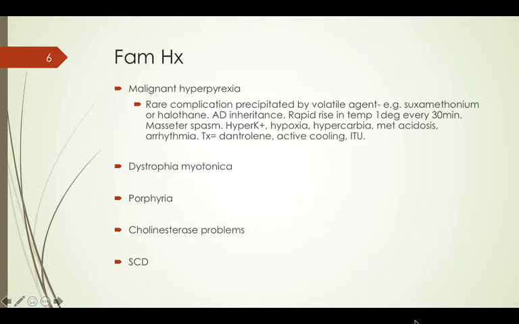Patient may also have metabolic abnormalities, so high potassium, low oxygen, high carbon dioxide, and could even have arrhythmias. Treatment is dantrolene. Moving on to referring to the ITU team to take care.